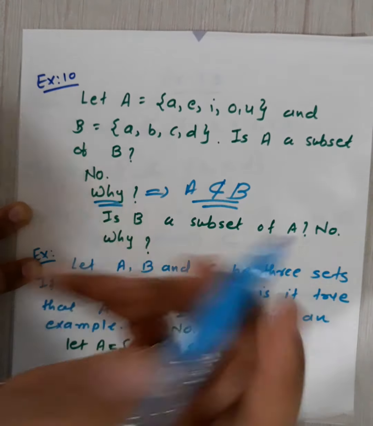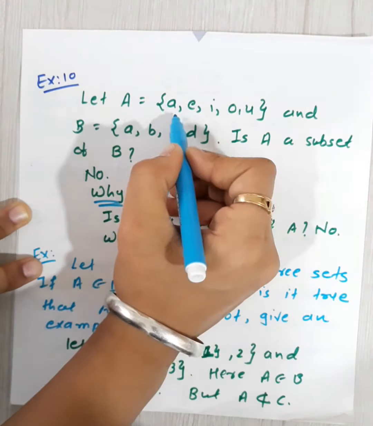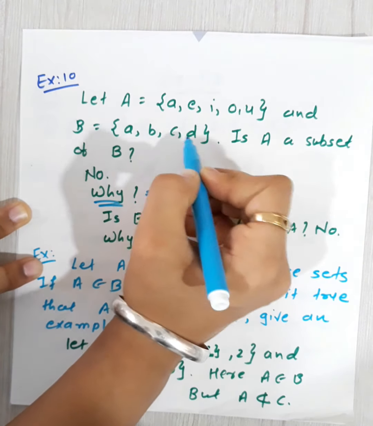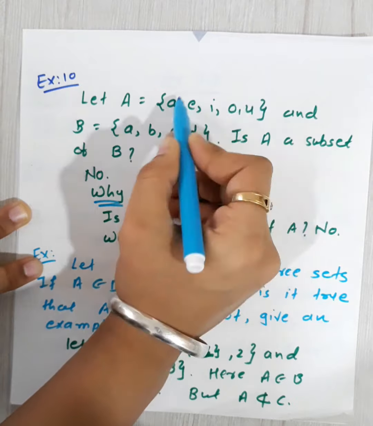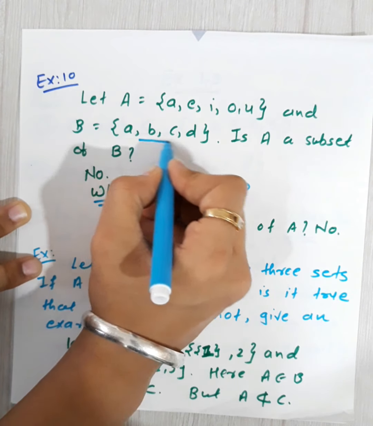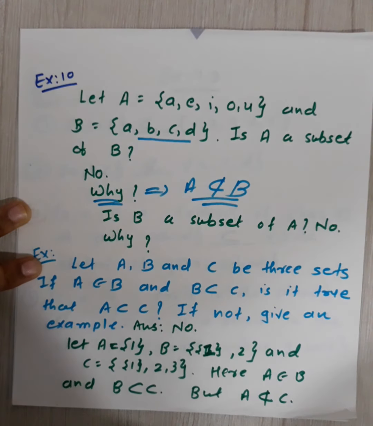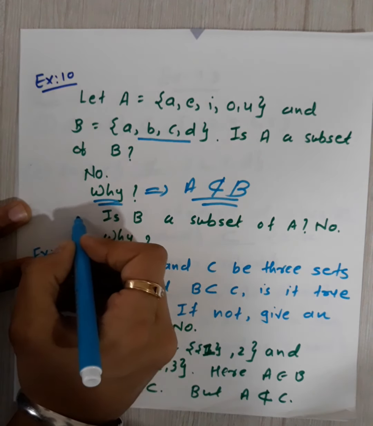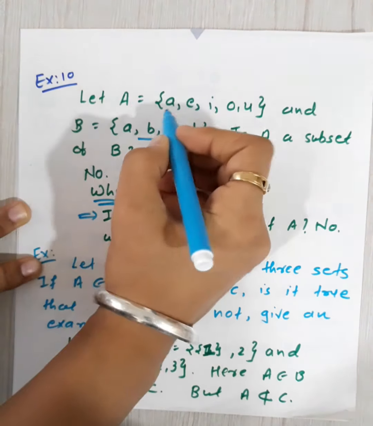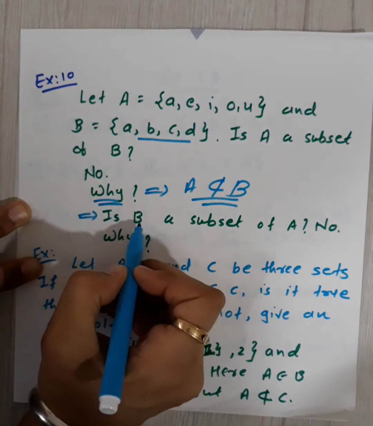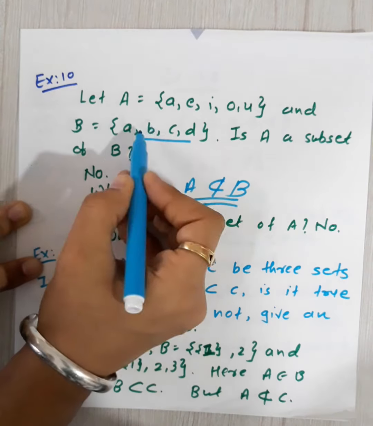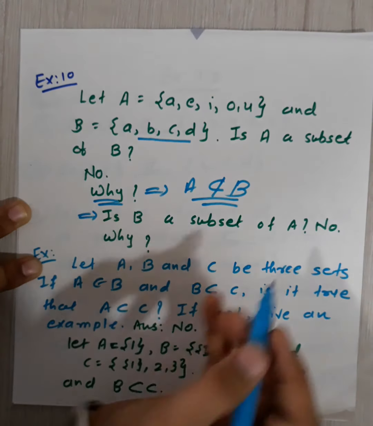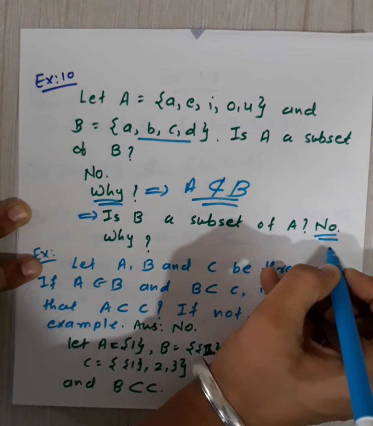But why? Because here A is {A, E, I, O, U} and here B is {A, B, C, D}. So all the elements of A are not present in B. That's why. Same sets, another question: is B a subset of A? Are all the elements of B present in A or not? So the answer is also no.